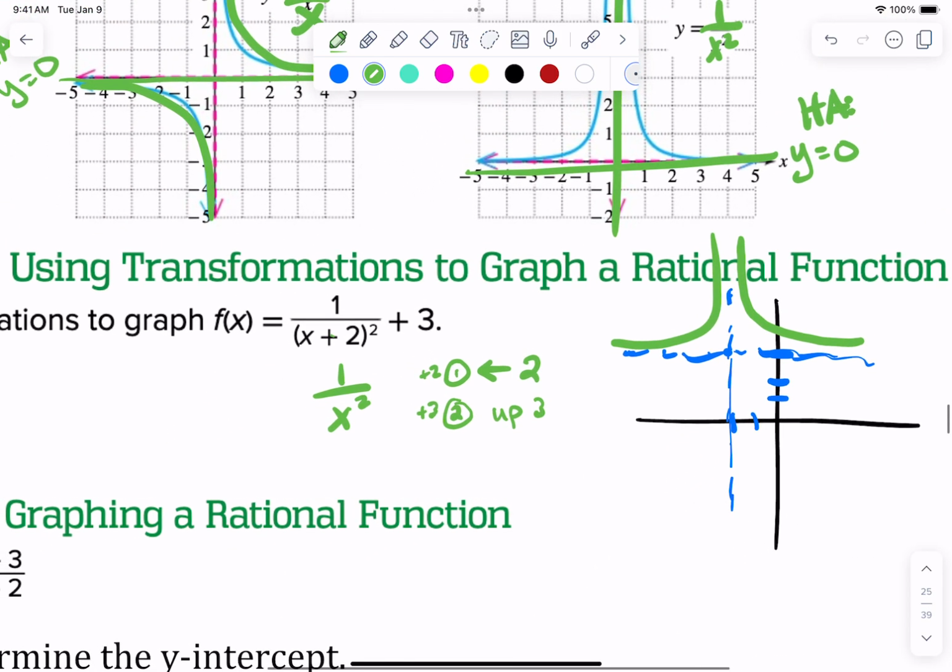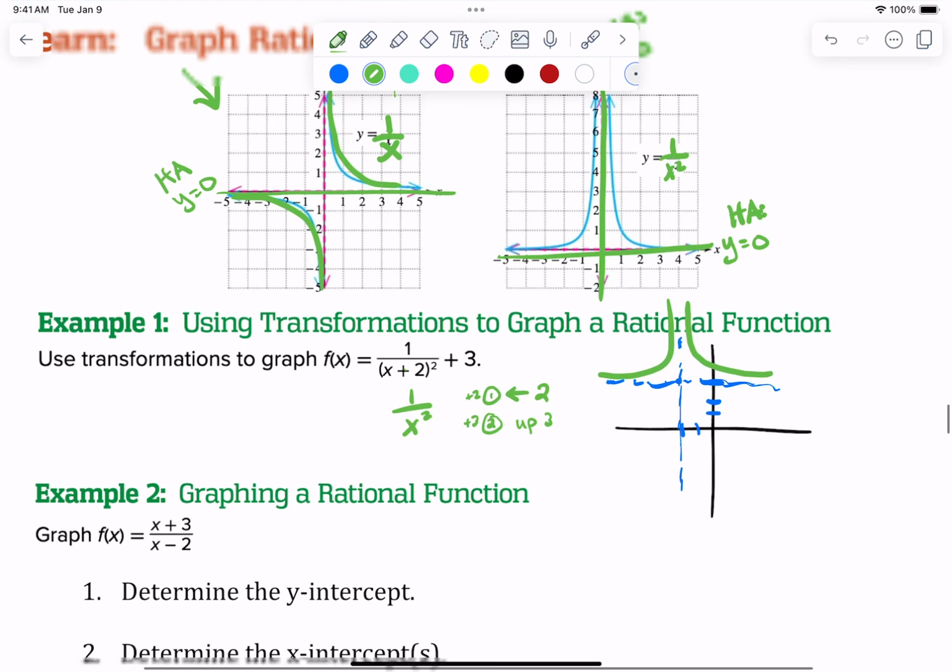Got it? Can you pause? Yep, I can. Okay, good.